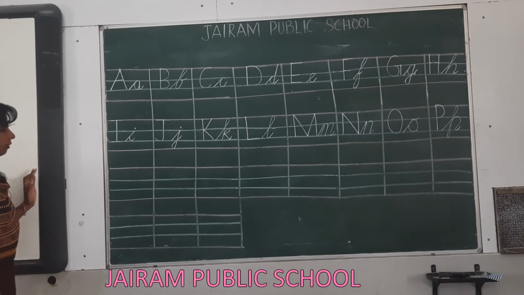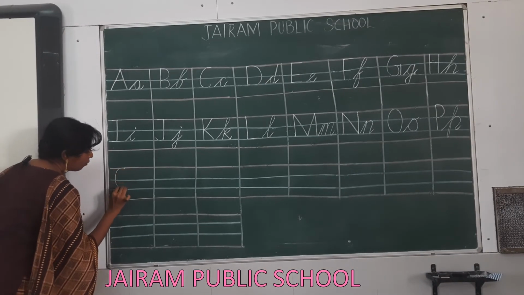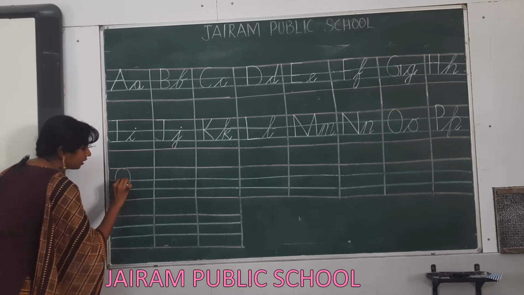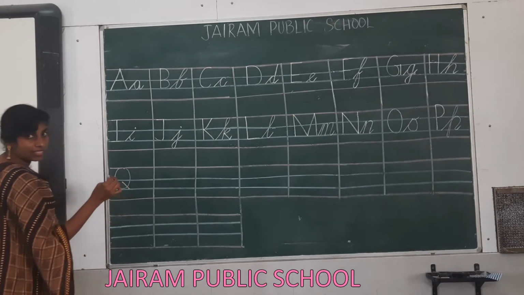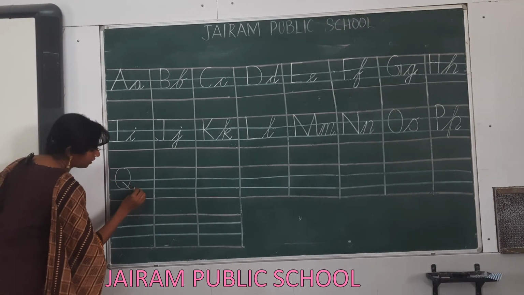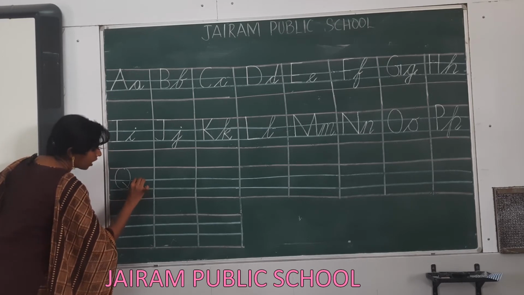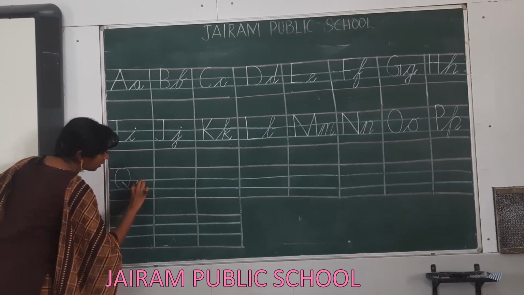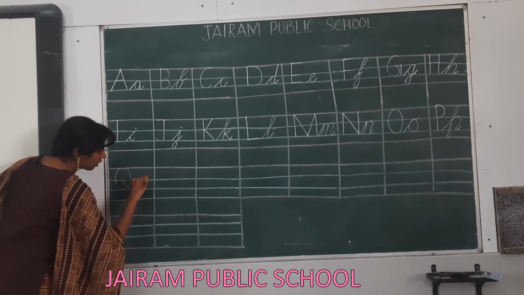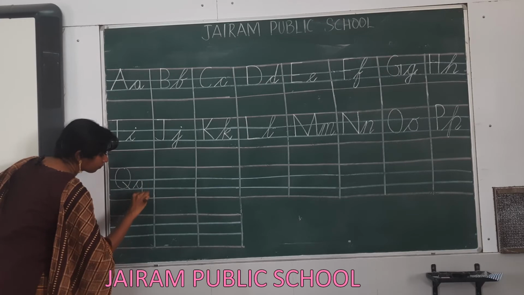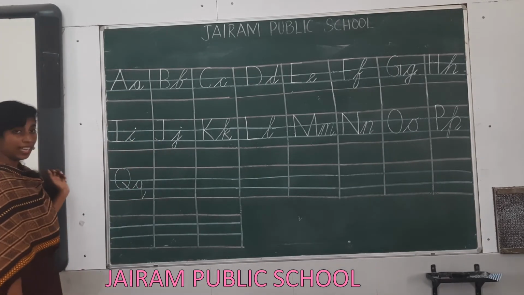What is the next letter? Letter Q. How do we write Q? Write an O with a second slant. How do you write cursive Q? Upward forward slant, a small over curve, under curve, come down and then upward forward slant. This is small q. The next letter is R.